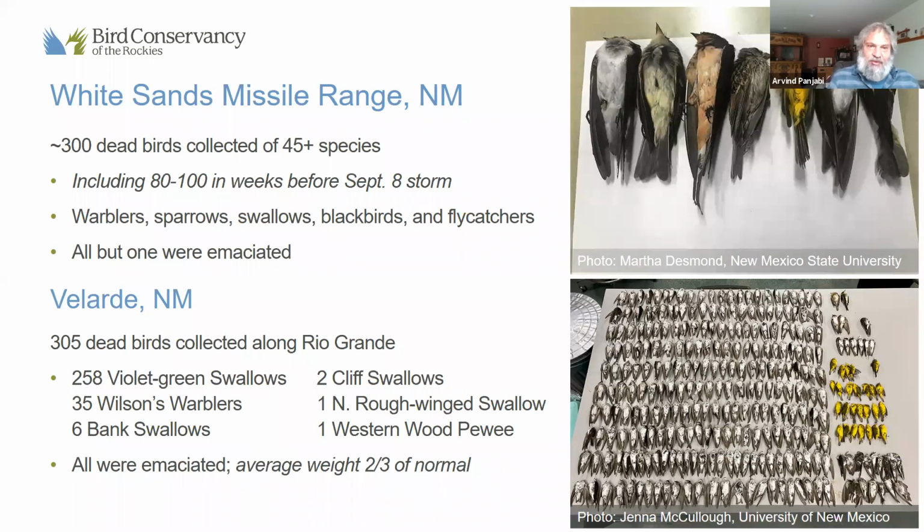Again, all these birds were found to be very emaciated, and when they were weighed, the average weight of a bird was 2/3 of the weight of a normal bird of its species. So again, it seemed like emaciation and starvation were primary suspects in this death.